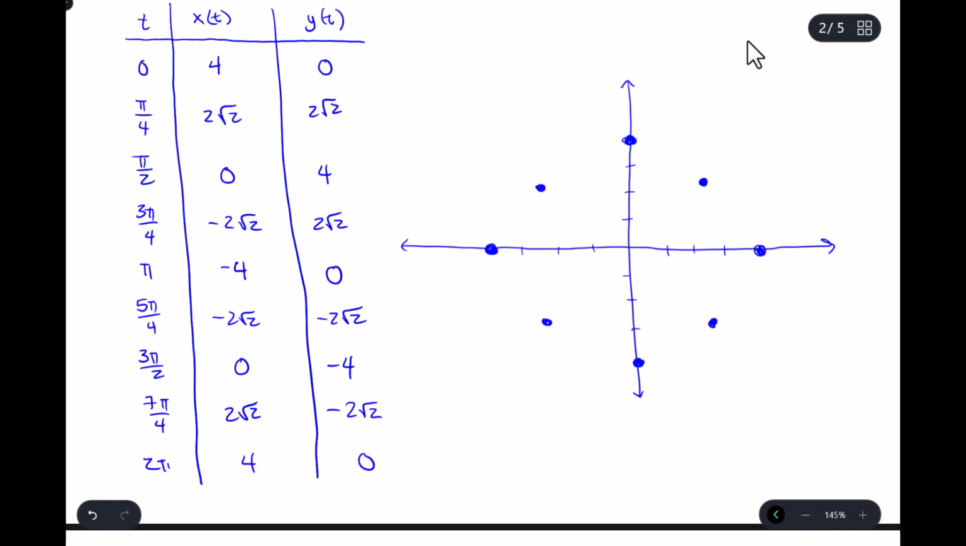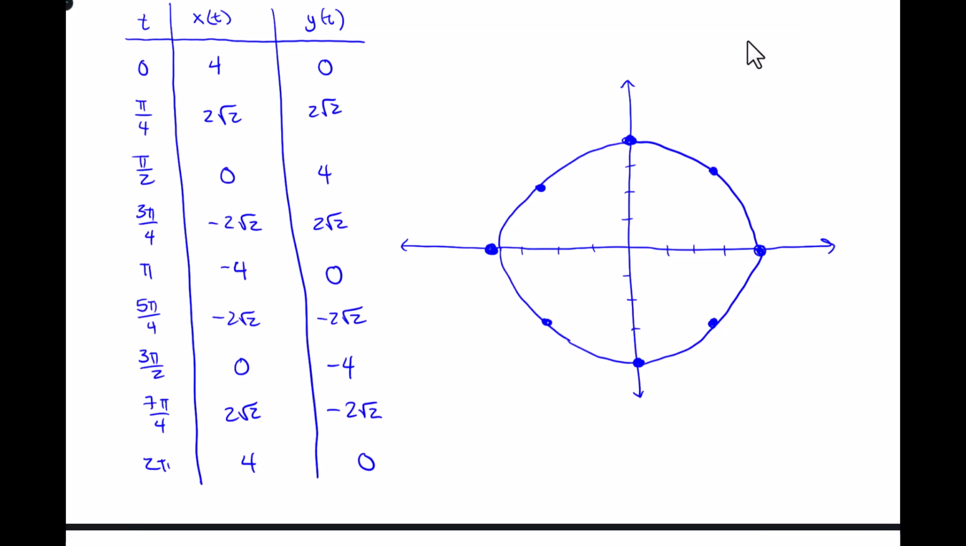All right, so I think you're probably seeing here a circle. Although, I feel like that point is further out than it needs to be. I'm not great at drawing circles, but I think you get the idea. There you go, that's fine. Okay, so there is our graph.